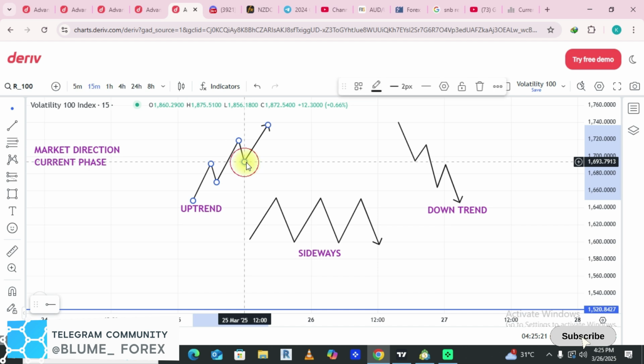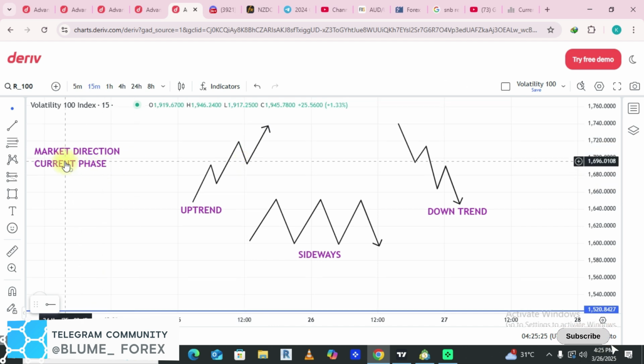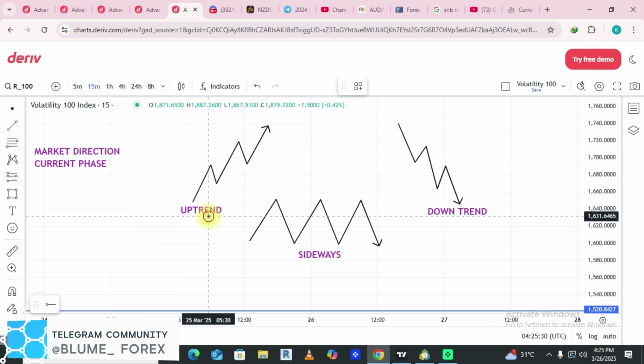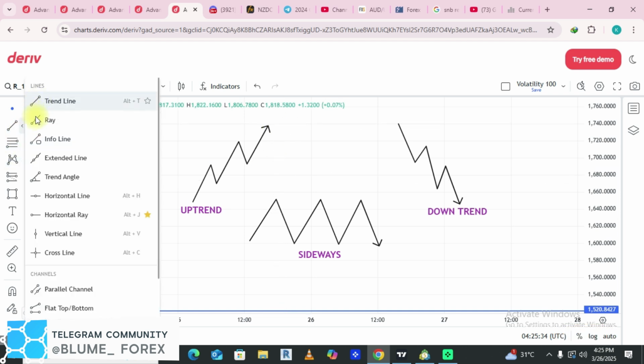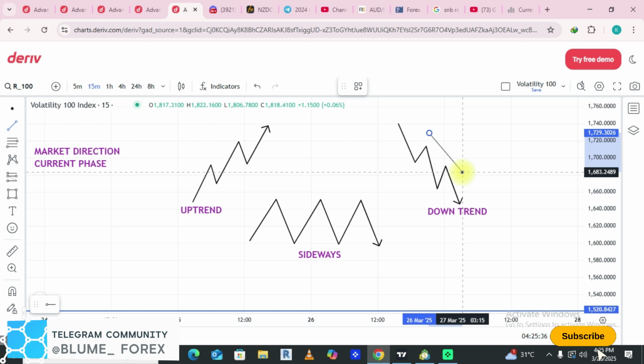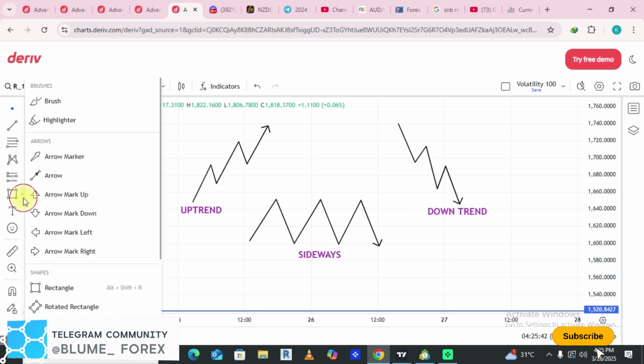So the market direction can be up, but the current phase can be different. What I mean is we can have an uptrend market as the market's direction, but the current phase of the market would be downtrend. We can have a downtrend market, but the current phase can be uptrend. And we can have an uptrend market, but the current phase can be sideways.